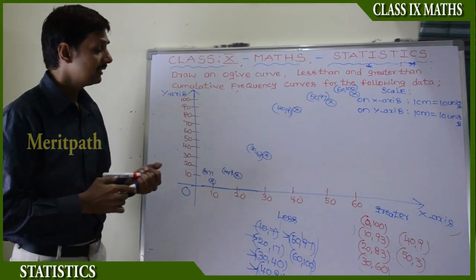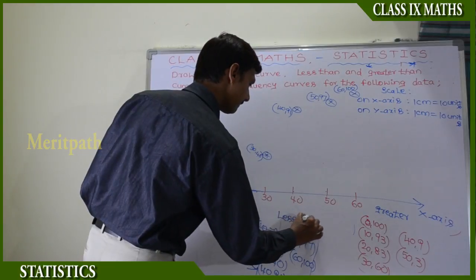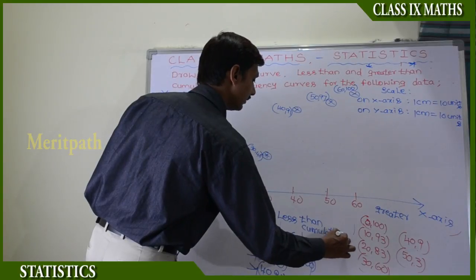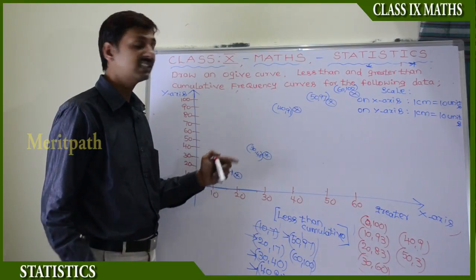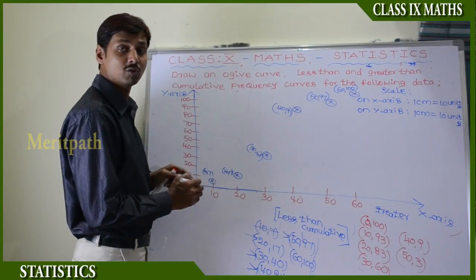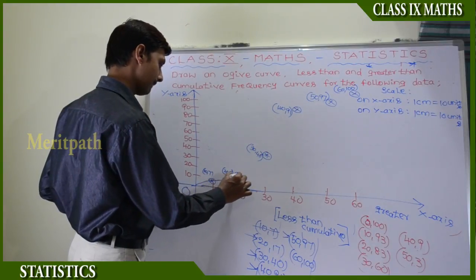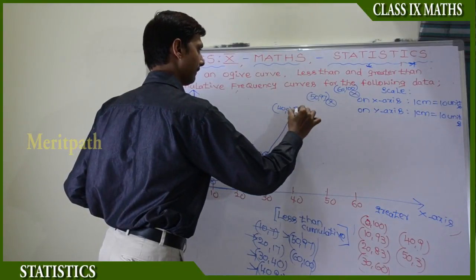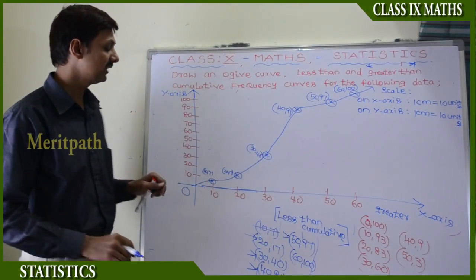So let's take this. We have taken less than cumulative frequency points. These are the points we have plotted on the graph. Then we got it like this. So let's join all these points with a smooth curve. So we have joined these points with a smooth curve.